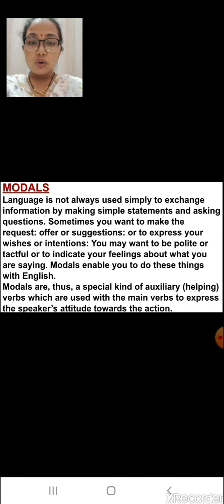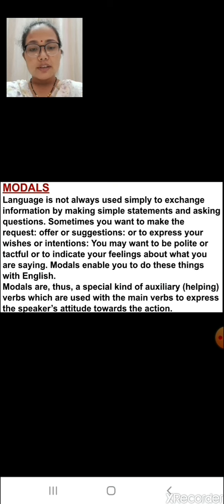Language is not always used simply to exchange information by making simple statements and asking questions. Sometimes you want to make a request, offer, or suggestions, or to express your wishes or intentions. You may want to be polite or tactful or to indicate your feelings about what you are saying. Modals enable you to do these things with English.